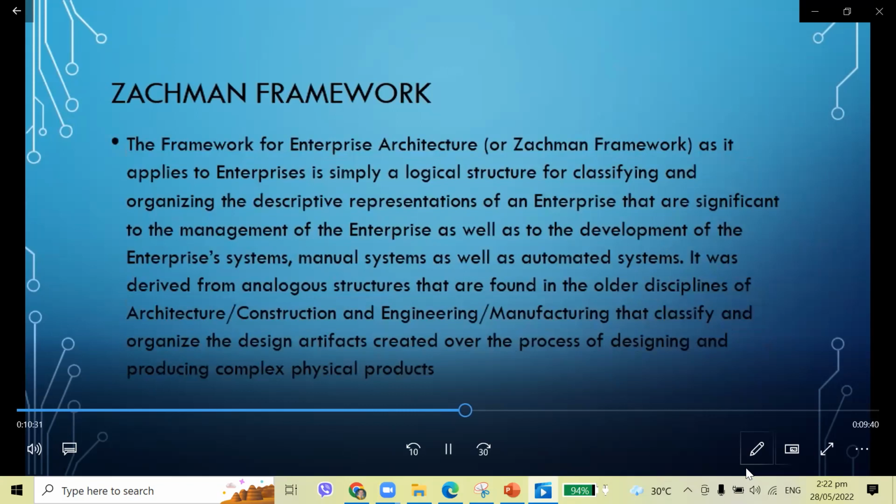So, the framework for enterprise architecture, as it applies to the enterprise, is simply a logical structure for classifying and organizing the descriptive representations of an enterprise that are significant to the management of the enterprise as well as to the development of the enterprise systems, manual systems as well as automated systems. It was derived from analogous structures found in the older disciplines of architecture, construction, and engineering manufacturing that classify and organize the design artifacts created over the process of designing and producing complex physical products.